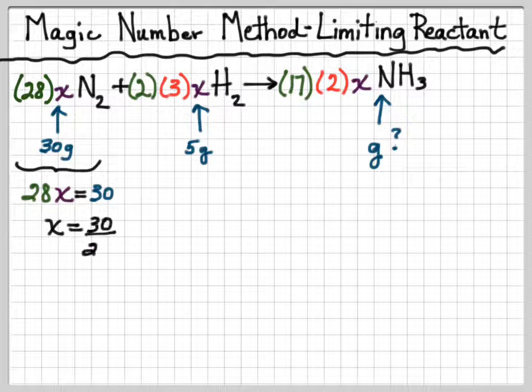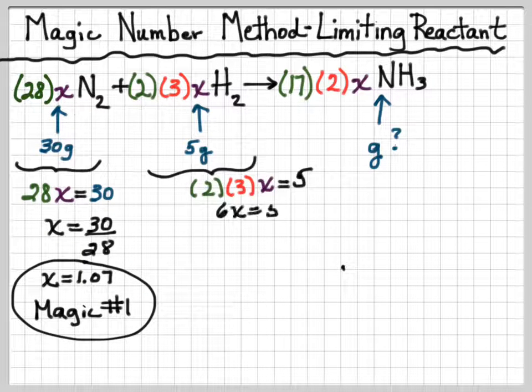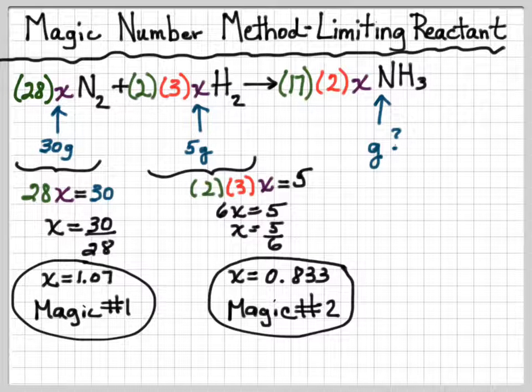For the first one, 28x equals 30, so our magic number is 1.07. But we don't know if that is correct or not. We have to check for hydrogen as well. So let's do that. 2 times 3 times x equals 5. In this case, the magic number is 0.833.